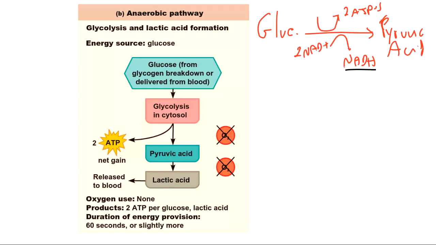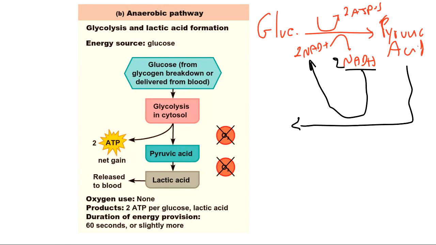Pyruvic acid becomes the molecule that is going to oxidize NADH and produce NAD again, so that glycolysis can continue and 2 ATPs can continue to be produced. In the process, pyruvic acid is going to be reduced to lactic acid. So the end product of fermentation in skeletal muscles is going to be acids, lactic acids to be specific. The process makes a net total of 2 ATP molecules per glucose molecule, which is not very much. As a matter of fact, it's not very much at all.